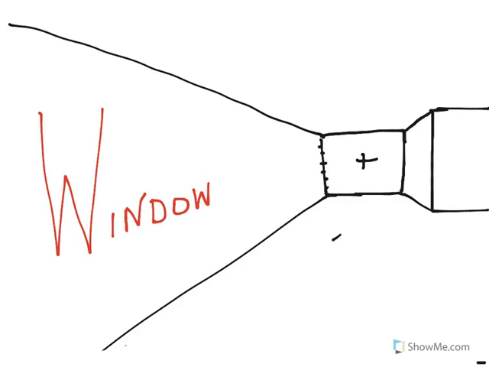Let's try now to draw a window in one-point perspective. Let's get started. If we're going to draw a window in one-point perspective, the first thing we have to know is, is the window facing us? In which case, the window would simply be a rectangle or a square.